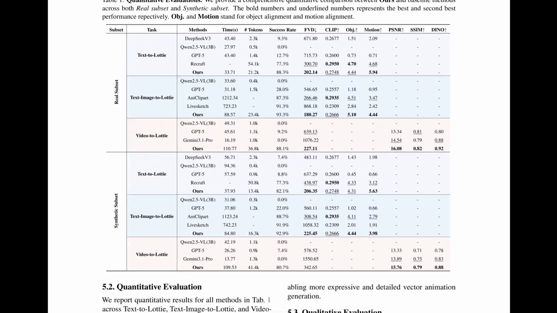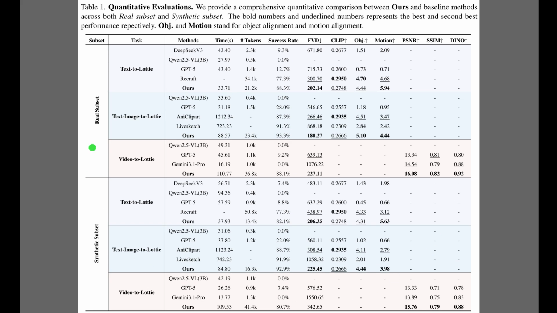Alright, Table 1 presents the quantitative results, comparing OmniLottie against baselines like GPT-5 and specialized tools across real and synthetic subsets. Looking at the real subset, the success rates tell a clear story. While general models like QN 2.5 often fail completely with 0% success, OmniLottie consistently achieves around 90%. It also proves much more efficient. In the text-image task, for instance, it generates animations in about 89 seconds, whereas optimization methods like AniClipArt take over 1200 seconds. Finally, the lower F versus D scores and high motion alignment numbers confirm that the output isn't just valid, but also visually superior.